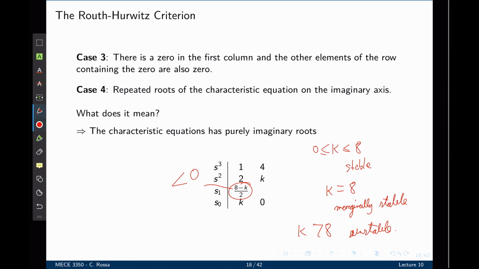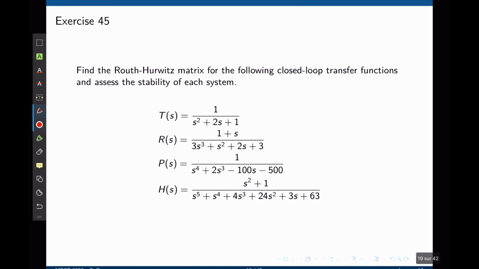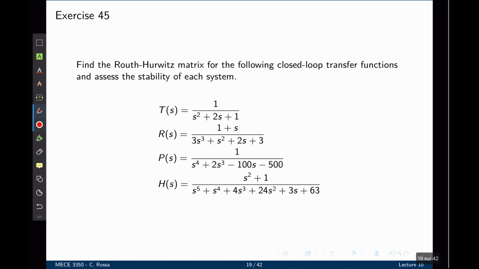The Routh-Hurwitz stability criterion is very useful and it's not very complicated, although it may seem a bit intimidating. However, in this lecture we have a bunch of exercises to cover this in more detail. I recommend you attempt these exercises on your own, and if you can't find the solution, then watch the videos that will be posted separately.